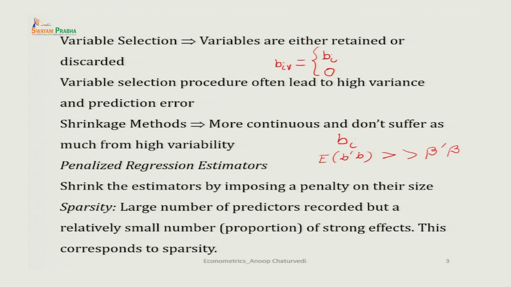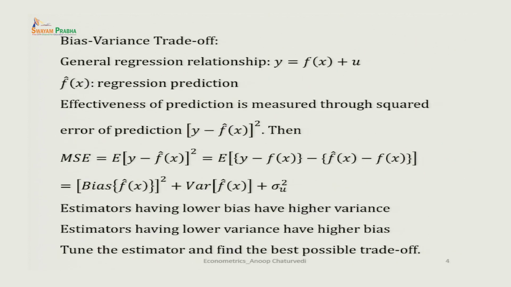You have only a relatively small number of genes which are actually causing the breast cancer, and so you face the problem of sparsity. Then the bias-variance trade off. Suppose we consider this general regression relationship y equal to f(x) plus u, and f hat(x) is the regression prediction.